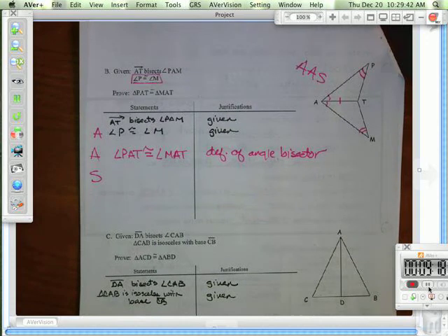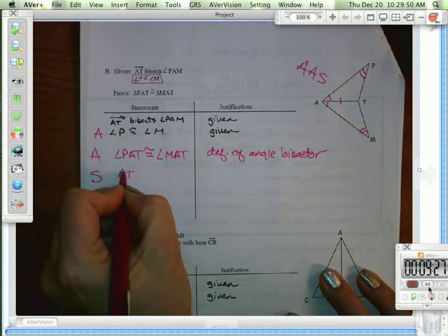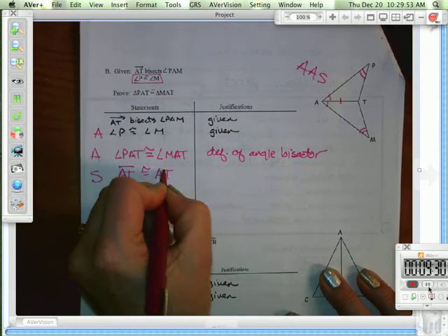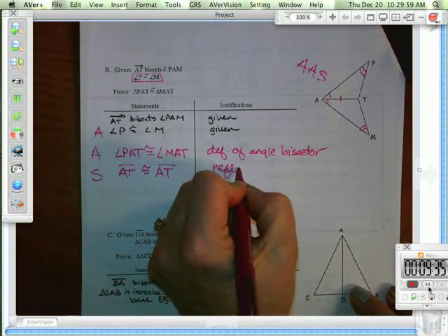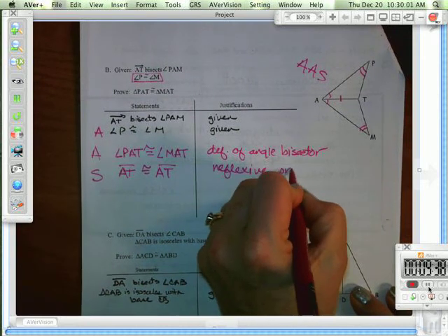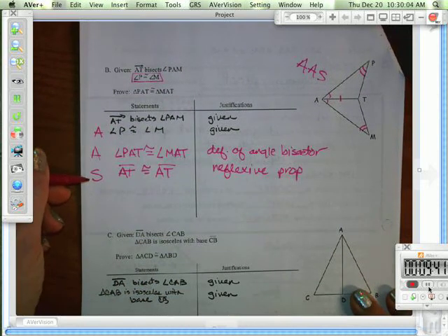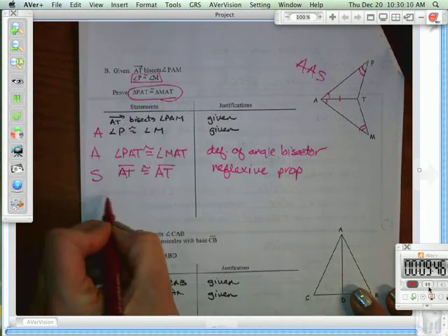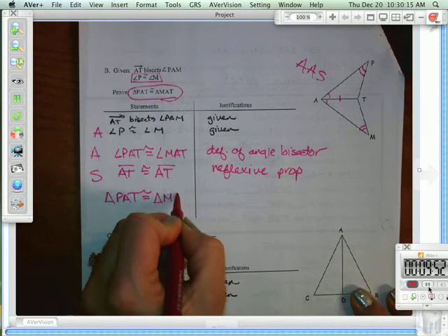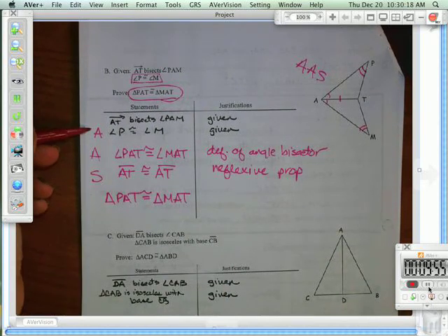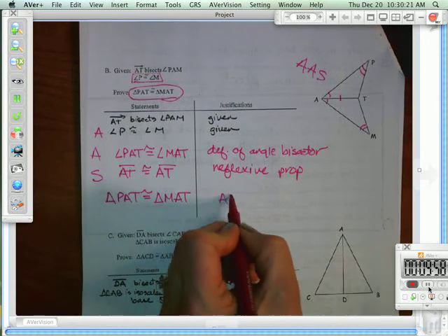Last thing I need to talk about is the congruent side, which was this. So I'm going to say AT is congruent to AT. How do you know that? Is that what you're going to say? Reflexive. Okay, I've proved my three things. The last thing I have to do is write what? Yeah, I have to write the closing statement. Triangle PAT is congruent to triangle MAT based on which postulate? AAS.